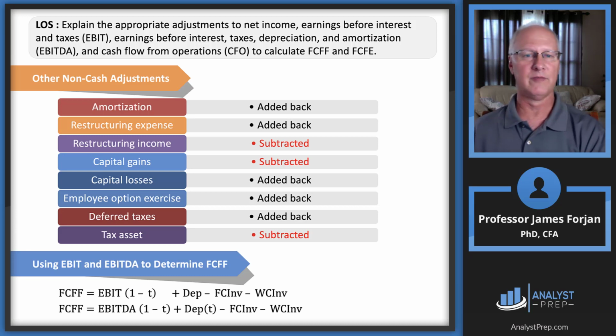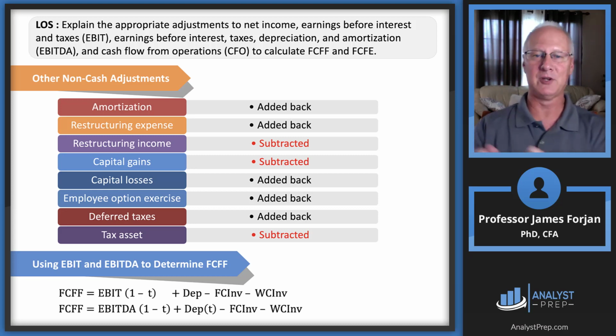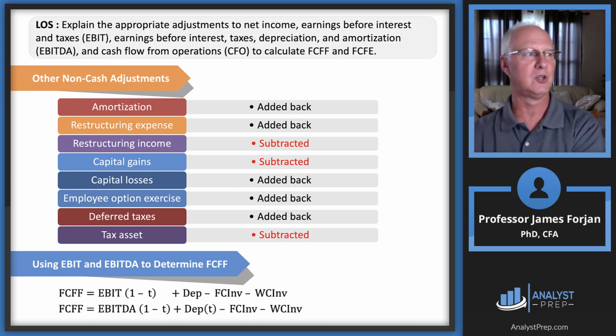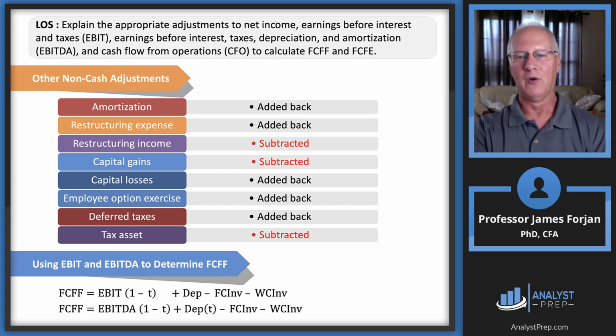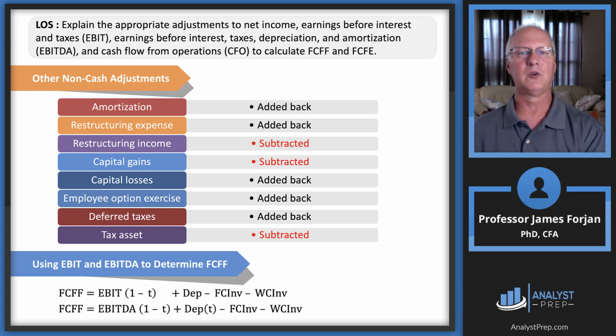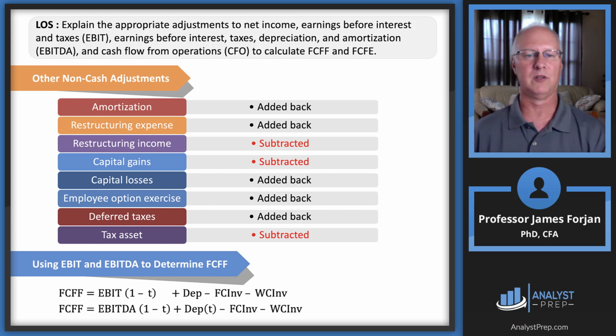You remember when you were in 5th grade and someone said to you, hey, we have to memorize these 10 things, but 8 of them are all the same and 2 of them are not. So let's just memorize the 2 that are not, and then we know about the rest. And that's what I'm going to do here. So we put the subtracted in the red. So just remember that restructuring income, capital gains, and tax assets, those are subtracted. Everything else is going to be added back in.